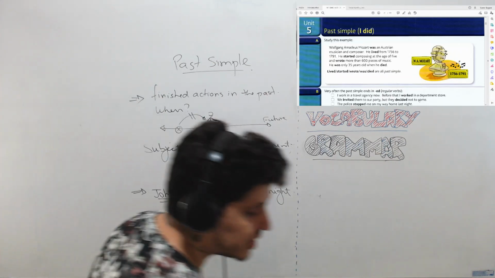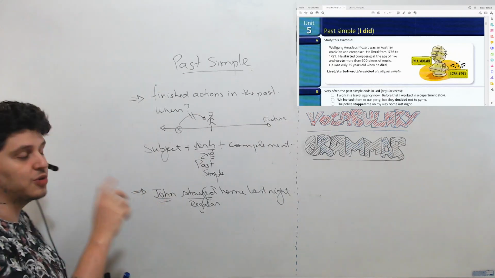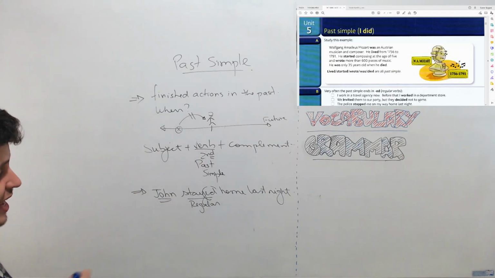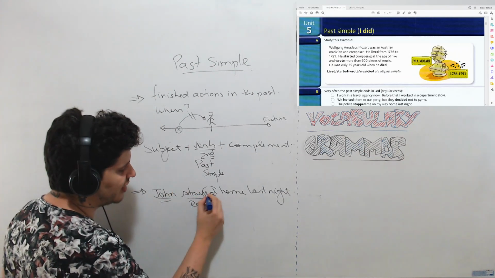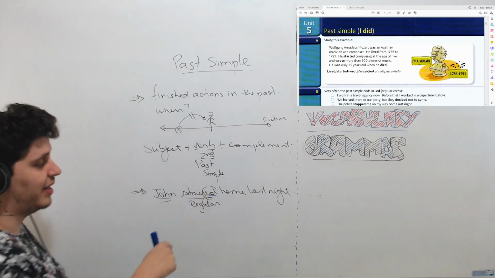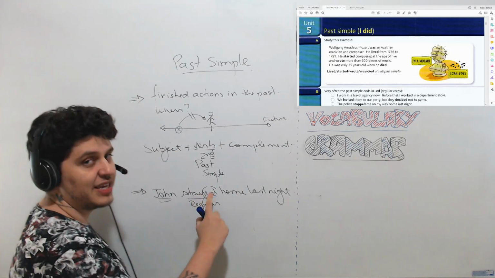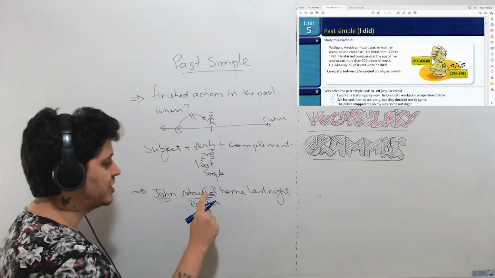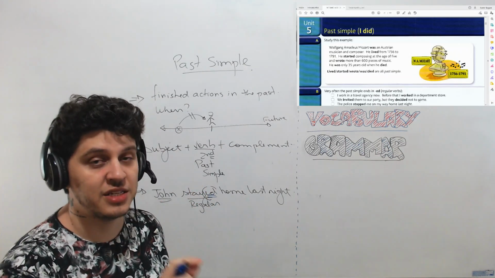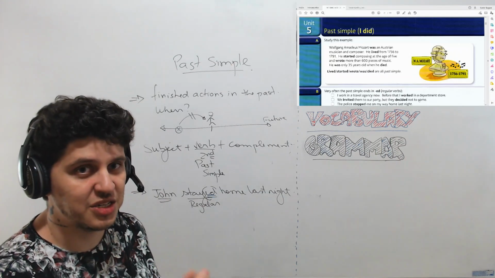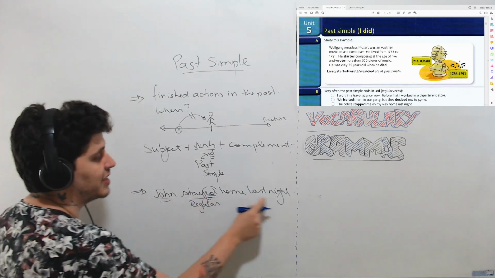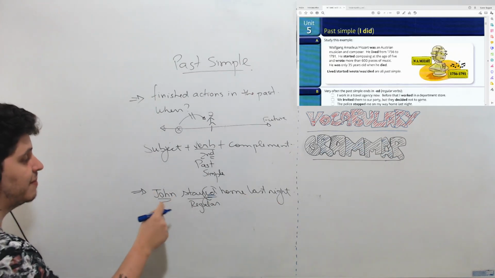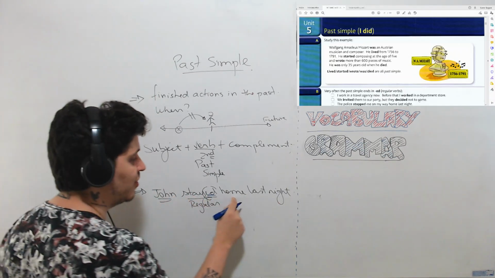What calls my attention when it comes to regular verbs is that most students struggle a lot with trying to pronounce this correctly. Observe, we do not say stay-ed. That's not the pronunciation. The pronunciation here is stayed. So repeat after me. John stayed home last night. One more time. John stayed home last night.